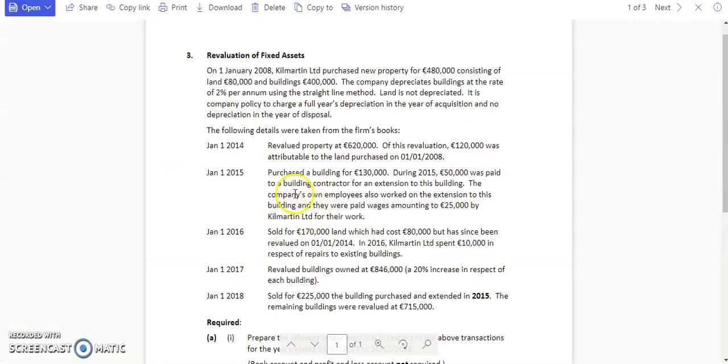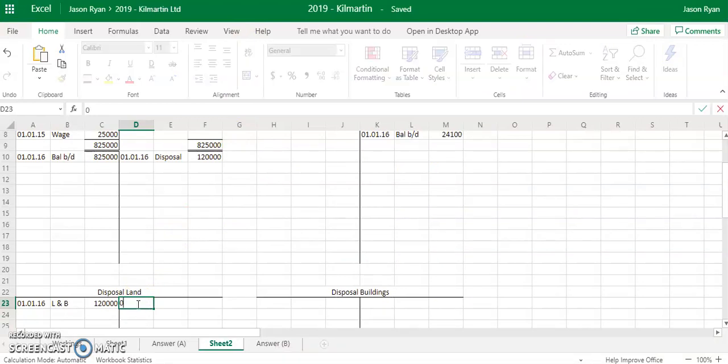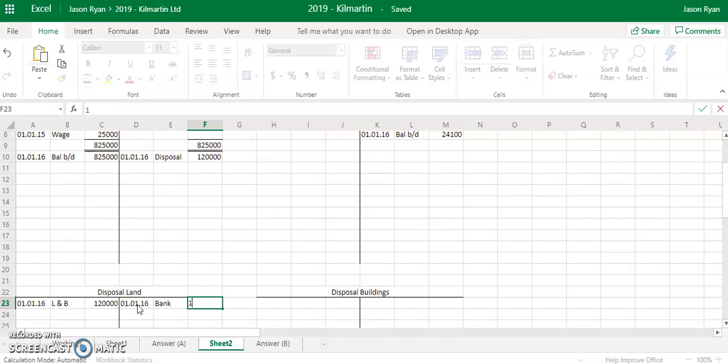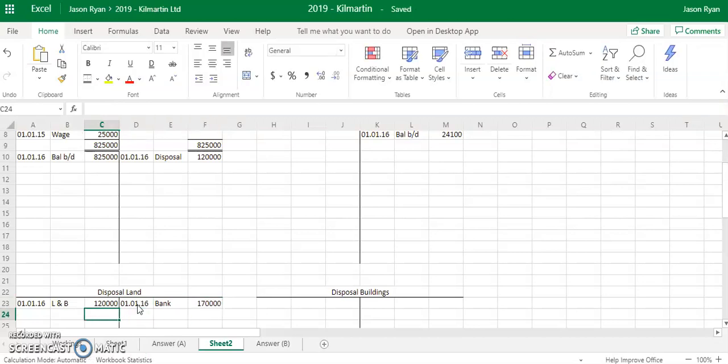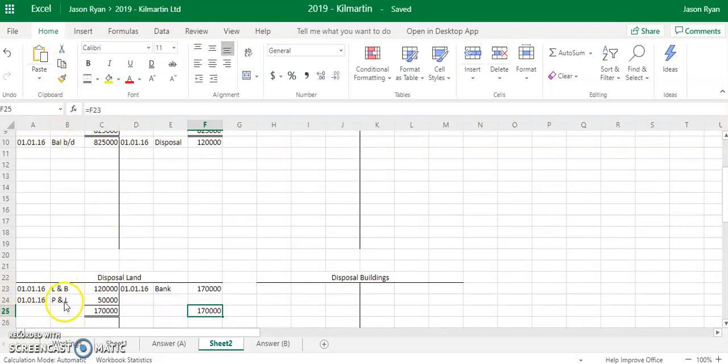So how much do we get for it? 170. So that's going to be your bank. So the first 16 bank, 170. So the difference is 50,000 on the debit side. So that's a profit. So just balance it off there with the P&L.